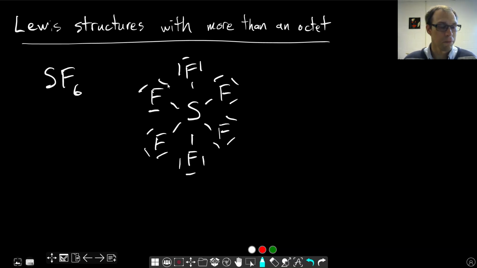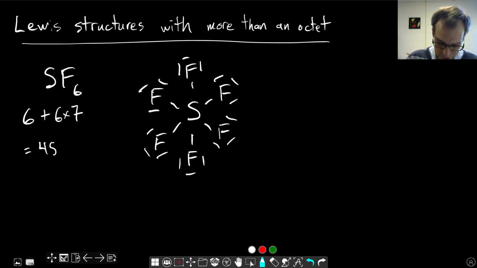And we're done. We can count up, but this should give us the correct number of electrons. We'll just double check that. So sulfur has 6, like oxygen, and fluorine has 7. So that's 6 times 7. So we get a total of 48 electrons. 6 times 7 is 42, plus 6 is 48.